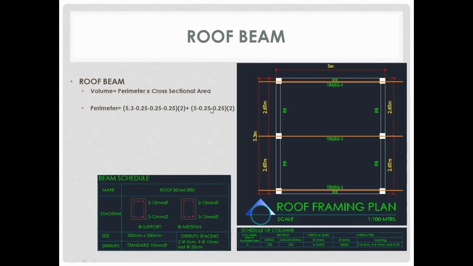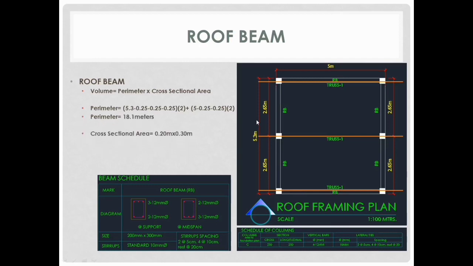Then, add natin ngayon yung front and rear. So, sa 5 meters less 0.25. Then, 0.25 again kasi dalawang column. Then, multiply by 2, front and back. So, ang perimeter natin is 18.1 meters.